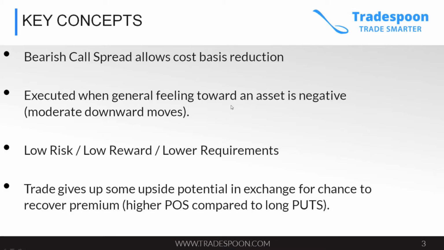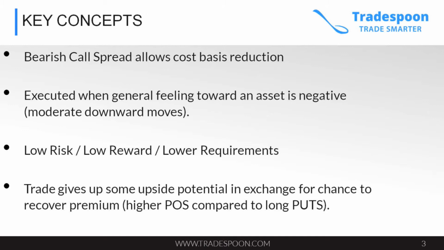Again, selecting a strategy is very important. You have to pick the stock to trade. You have to be correct in terms of directional bias: up, down, or sideways. But the most important part is selecting a strategy. So if you are bearish on the stock, you could always sell a credit call spread. You execute when the general feeling toward the asset is negative.